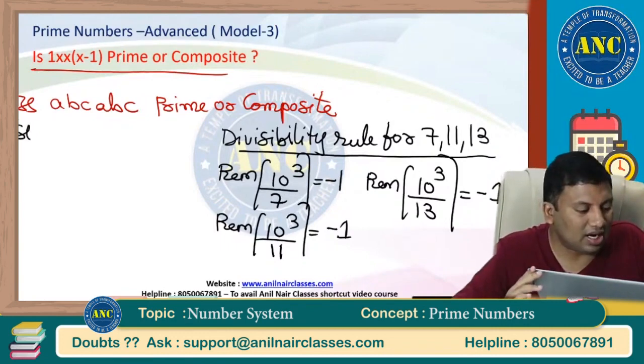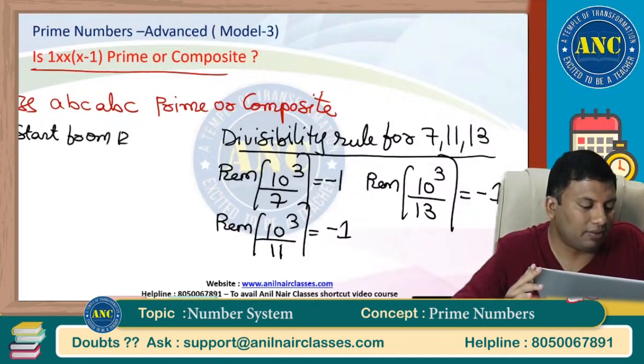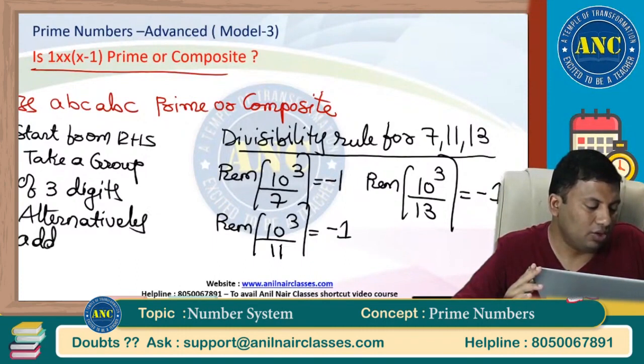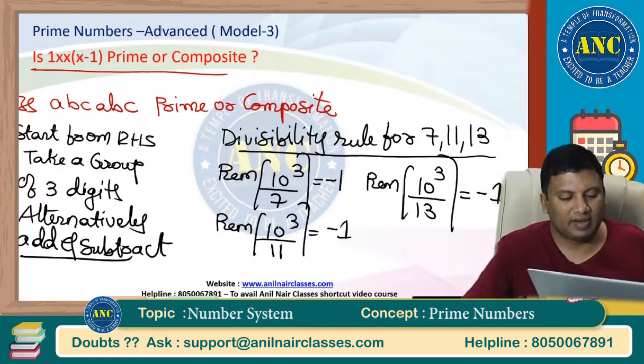So, what is the concept? Start from right hand side. Take a group of 3 digits. Alternately add and subtract. If I alternately add and subtract, I will get the divisibility rule for 7, 11, 13.